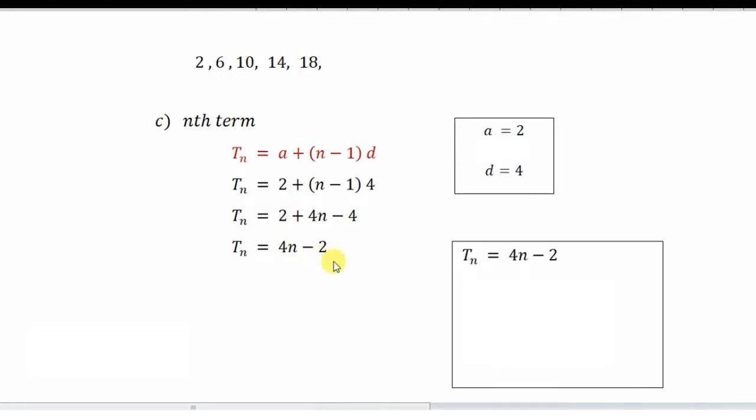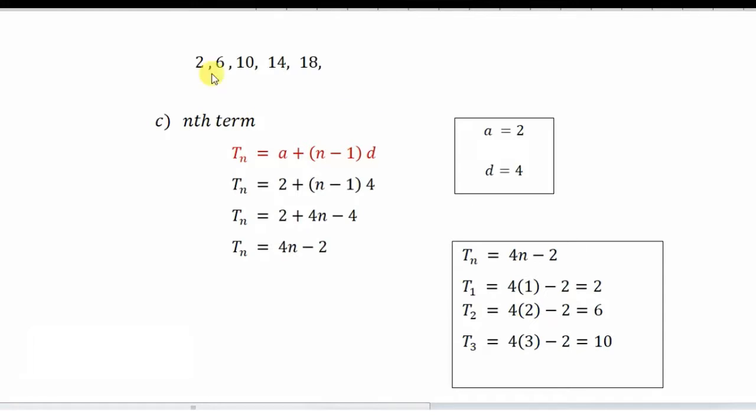For example, we can pick this nth term here. To find the first term of the sequence, we can put n equals 1. So 4 times 1 is 4, minus 2 is 2. And to find the second term, we can put n equals 2. 4 2s are 8, minus 2 is equal to 6. And to find the third term, we can put n equals 3. That is 4 3s are 12, 12 minus 2 is 10. So these are the first 3 terms of the sequence.